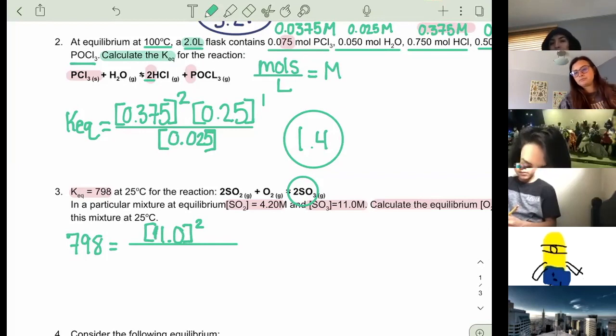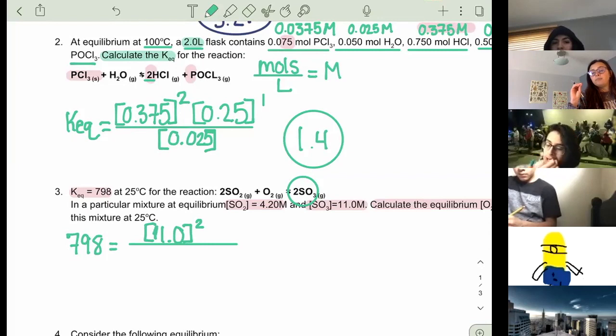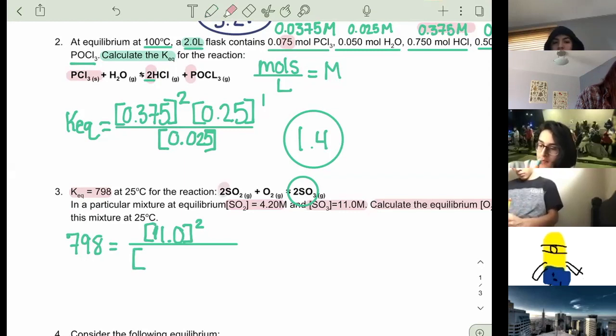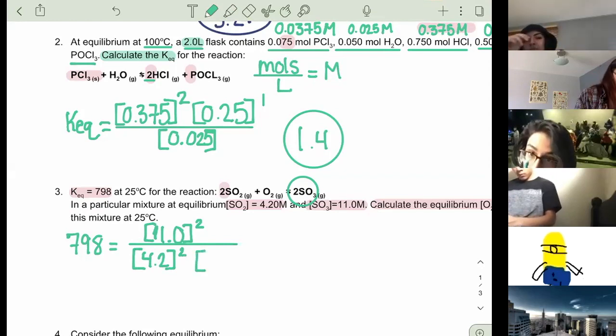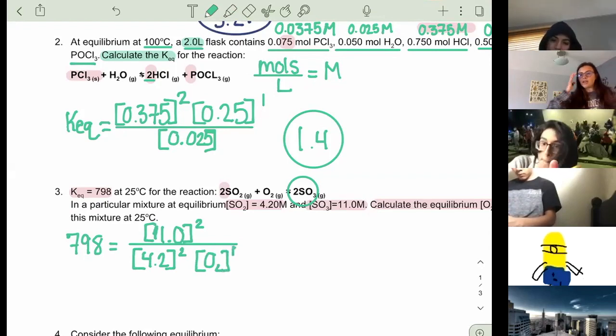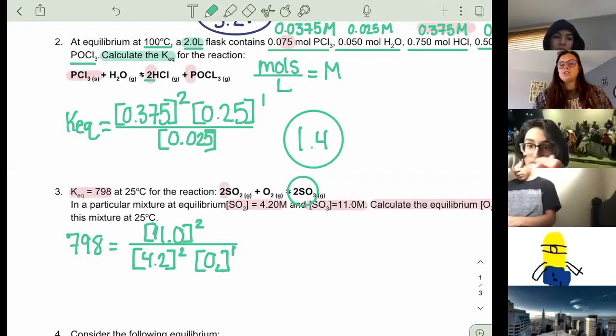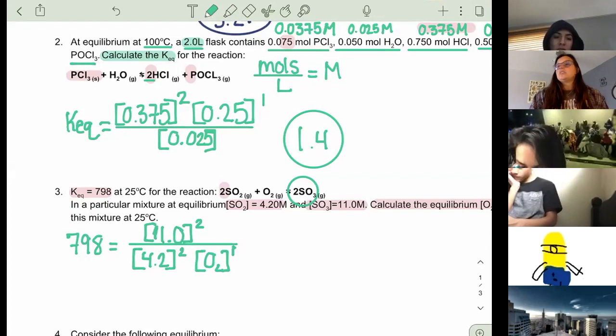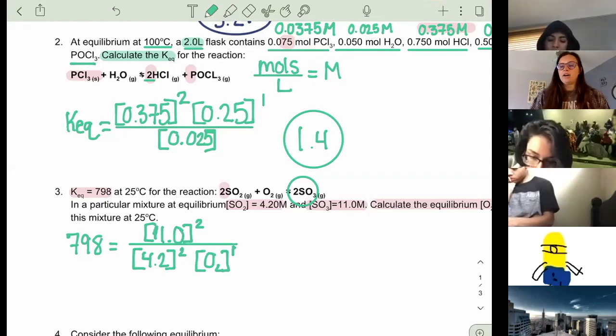Over the concentrations of our reactants, okay? So we take the concentration of our SO2, our sulfur dioxide, which is also to the second power, times our concentration of our O2, which is what we're trying to find, to the power of 1, okay? There will be cases where the concentration that you're trying to find is squared or cubed or to the 4th power, okay?